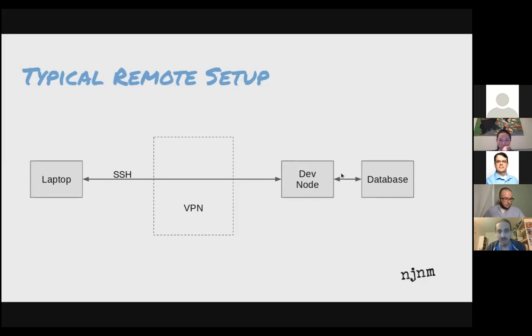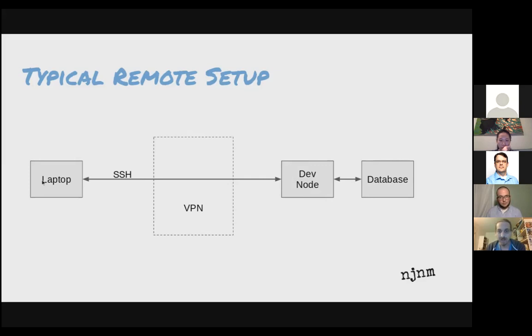So I'm on my laptop. I set up a VPN to their server closet or their cloud service or whatever. They provide a development node for me, which I SSH to. SSH is the remote shell program. From there, I can connect to their database using R and a database driver, something like that. So this is a little involved.